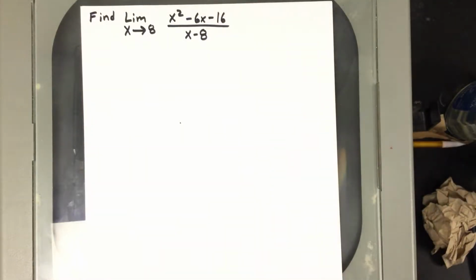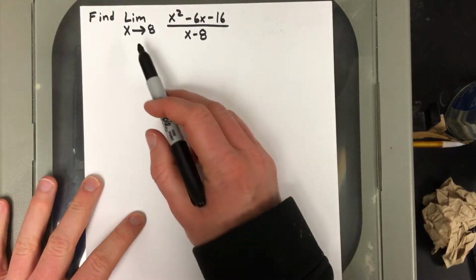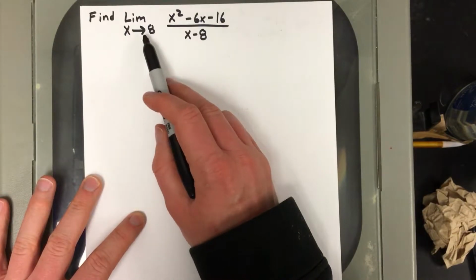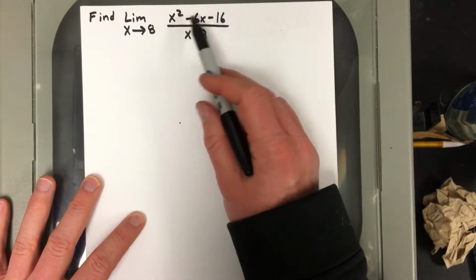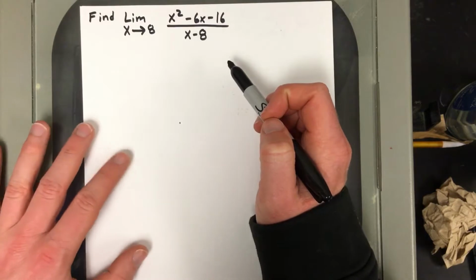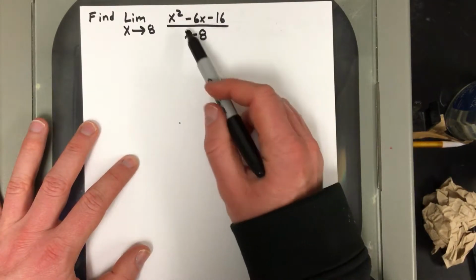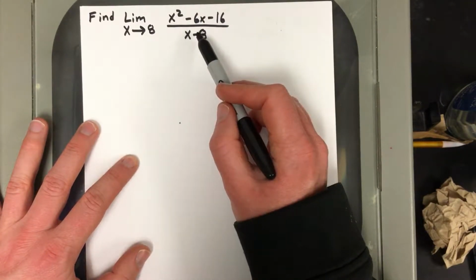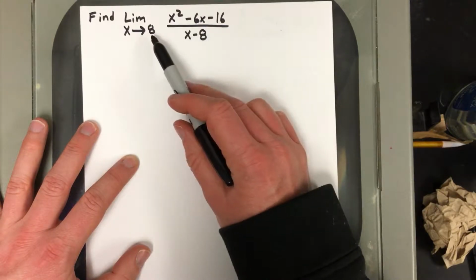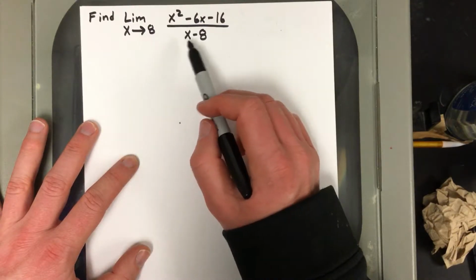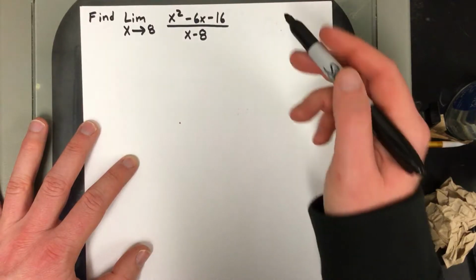Hey everyone, here's another example of a problem from section 2.2 where we're finding limits. This is asking us to find the limit as x approaches 8, and we have this function here. So the first thing we're going to do is check to see, does this function actually have a value for an x value of 8? So does it have a range value when you have a domain of 8? So how do we check that?